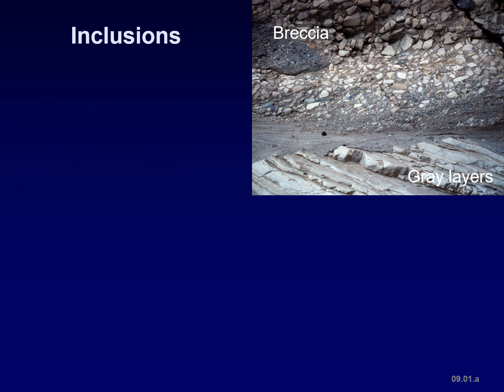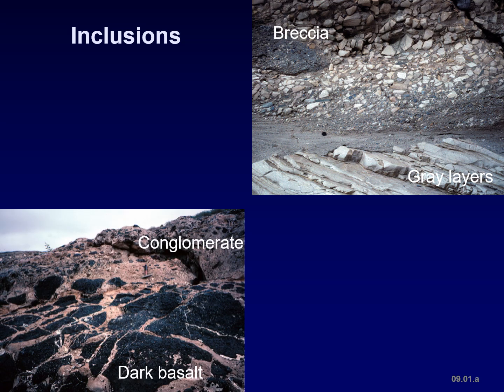So I want you to look at a couple of pictures and determine the relative age of these different sequences. So here we've got a conglomerate, and there's dark basalt here. And this basalt layer is sitting below this conglomerate, and the conglomerate has what in it? Well, it has chunks of that dark basalt. So which one is older?